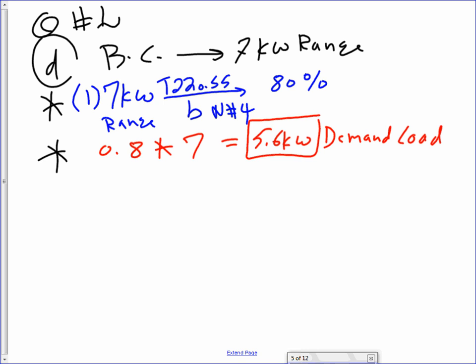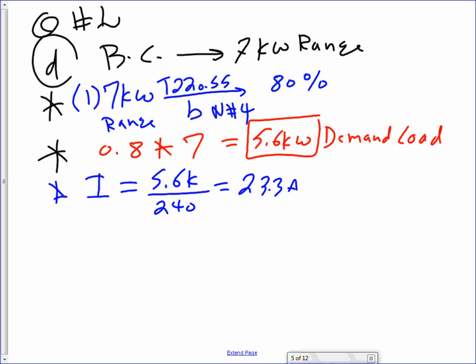Okay. Now the rest is history, my friends. Now you need to find the current, which is I. You take the 5.6K, divide this one by 240, and that will get you a healthy 23.3 amps. Okay? Now I want you guys to look at which table you go to. You take the 23.3 amps. Which table am I going to go to? Can I go to 310.15(B)(7)? No. Why? Because it's only for feeders and service conductors, not for branch circuit.